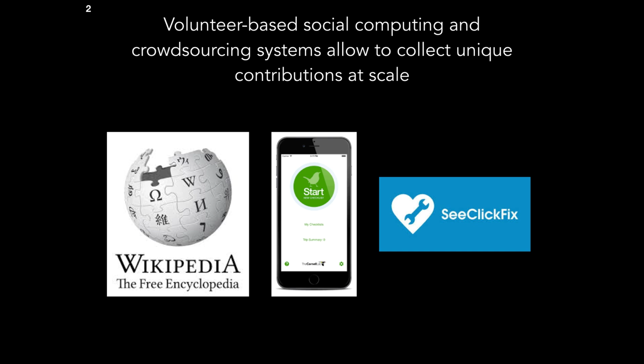For example, millions of people write and edit articles for an open encyclopedia. Interested volunteers collect data at scale to help scientists conduct scientific inquiries, and citizens report city problems to help local government agencies track and fix the problems.